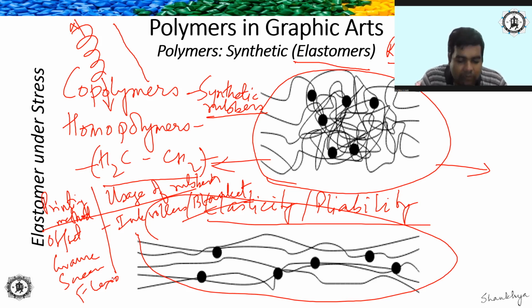Now, let me come to the point of why natural rubber is not that much preferred in the printing process, in any other printing process. Because it is natural, it does not have any synthetic element to it, so there are certain problems with it. At very high temperatures, it becomes very soft and pliable, very flexible. And at very low temperature, it becomes very rigid.